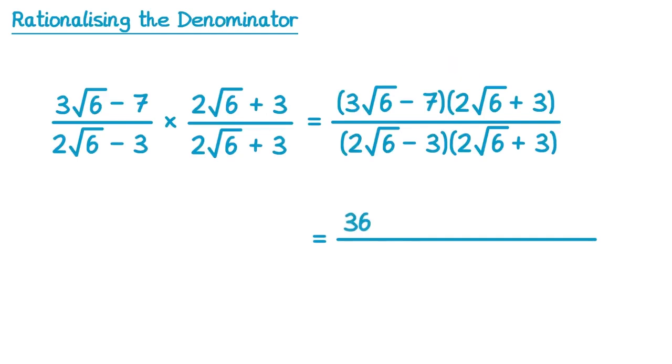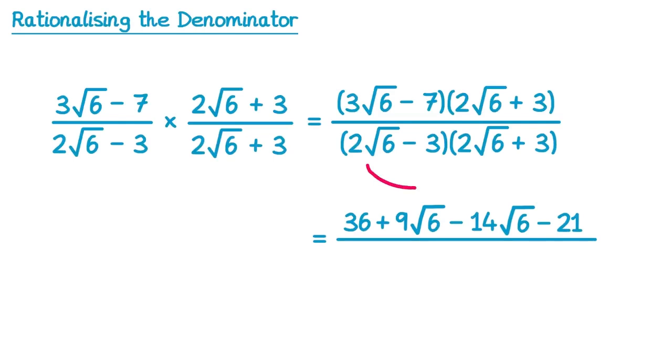Then we move on to this one here. We've got 3 root 6 times positive 3. That's 9 root 6. Then we move on to negative 7 times 2 root 6. That's negative 14 root 6. And negative 7 times a positive 3. That's negative 21. Now let's expand the one on the bottom.